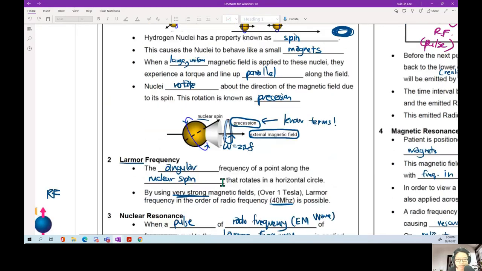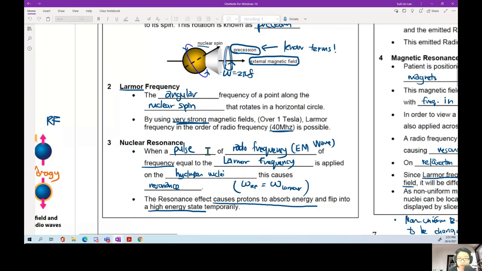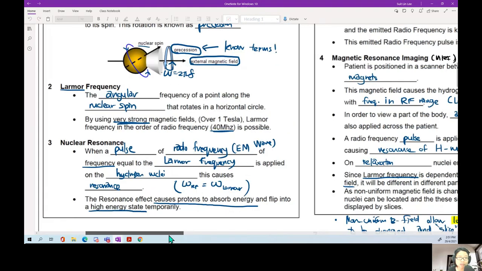Where is the resonance? To create resonance, we are going to send a pulse of radio frequency, an EM wave. If you remember yesterday's review session, we talked about resonance, where the forced frequency is equal to the natural frequency. So this is the forced frequency. If it's the same as the Larmor frequency, the natural frequency, then the hydrogen nuclei will resonate. Omega is the same. So resonance will cause the nuclei to absorb energy and go into a higher energy state. That is resonance, large amplitude.